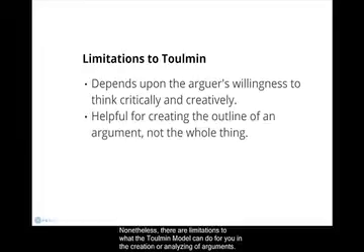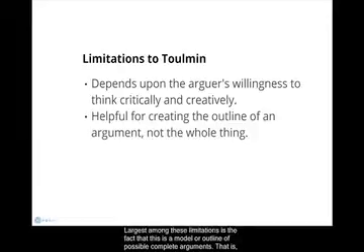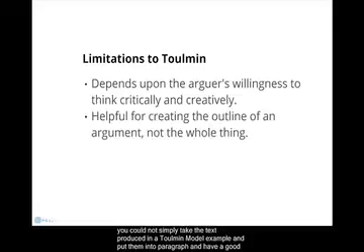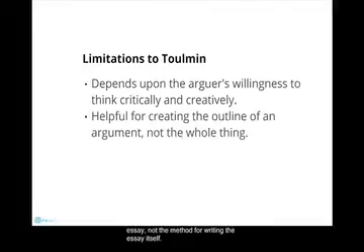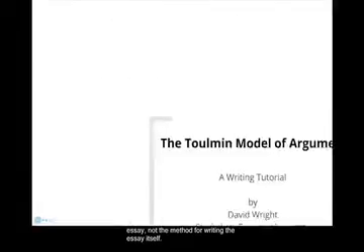Nonetheless, there are limitations to what the Toulmin model can do for you in the creation and analysis of arguments. Largest among these limitations is the fact that this is a model or outline of a possibly complete argument. That is, you cannot simply take the text produced in a Toulmin model example and put it into paragraph form and have a good academic essay. Instead, think of the model as a heuristic or problem-solving tool to help you work toward a complete essay, not the method for writing the essay itself.